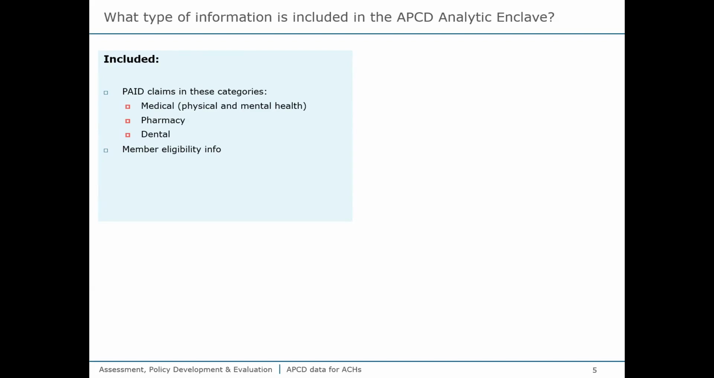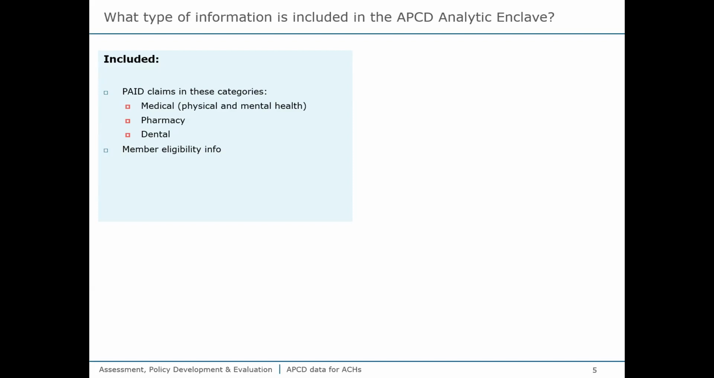What's included, over on the left in blue, is paid claims. The qualifier there is because some health insurance claims are denied, right? And then maybe a provider or a biller resubmits again. Because of that, there can be a lot of duplication and noise in claims data. So the all-payer claims database only has paid claims. And in these categories: medical, mainly physical and mental health, and I'll comment on the mental health in a moment, pharmacy data, and dental data.